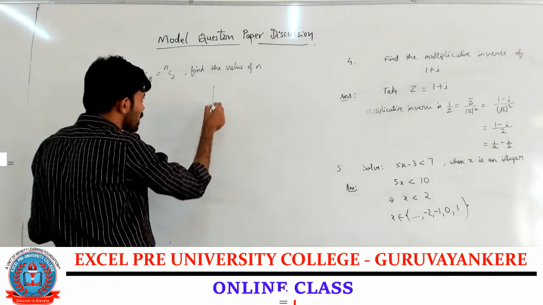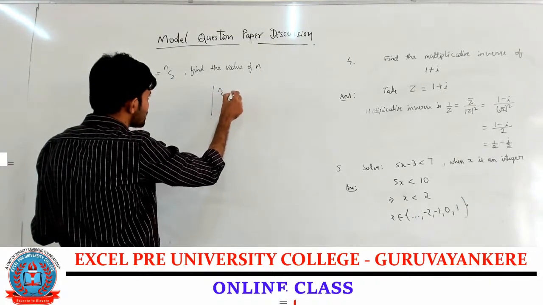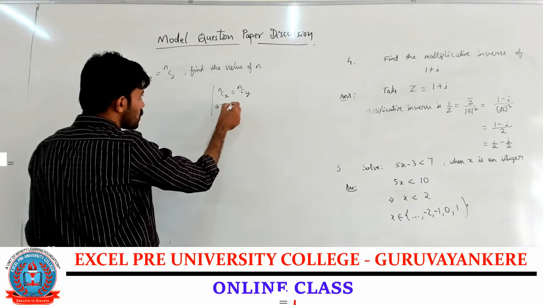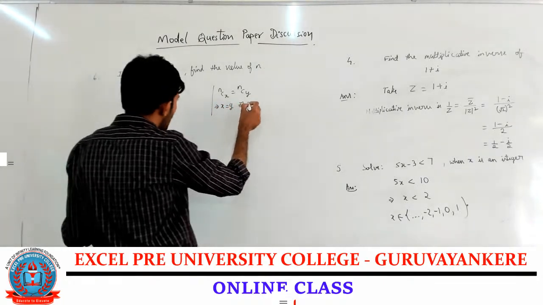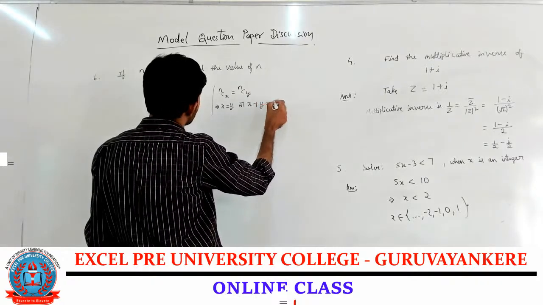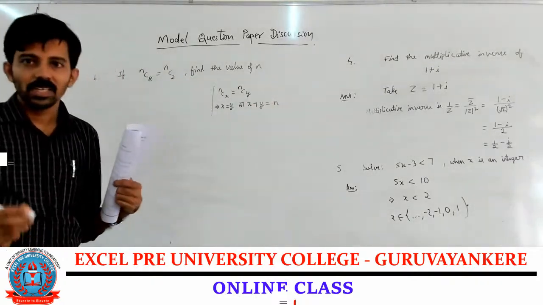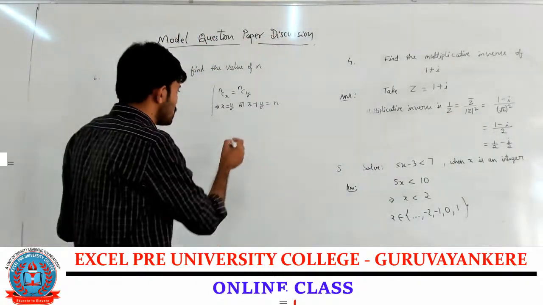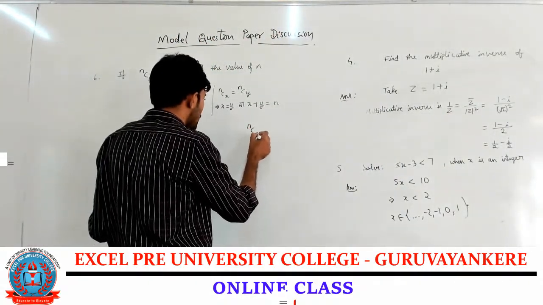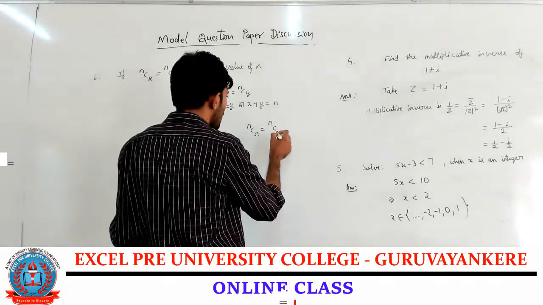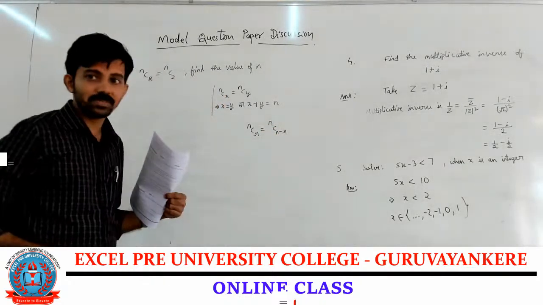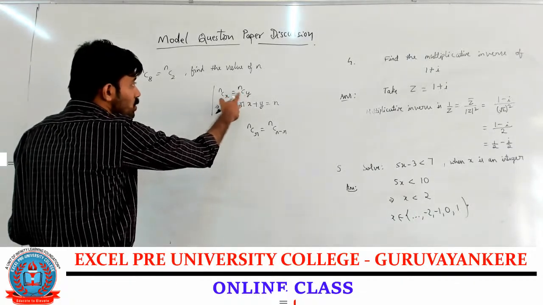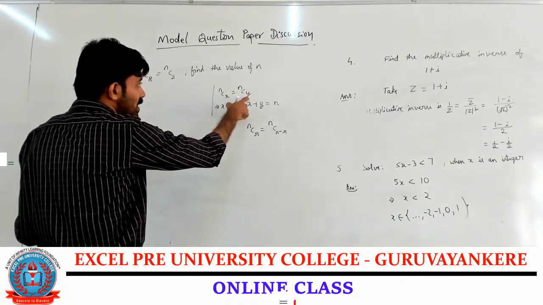NCx equal to NCy implies either x equal to y or x plus y is equal to n. Using the fact that NCr equal to NC(n minus r), you also know the result NCr is the same as NC(n minus r) because of this.